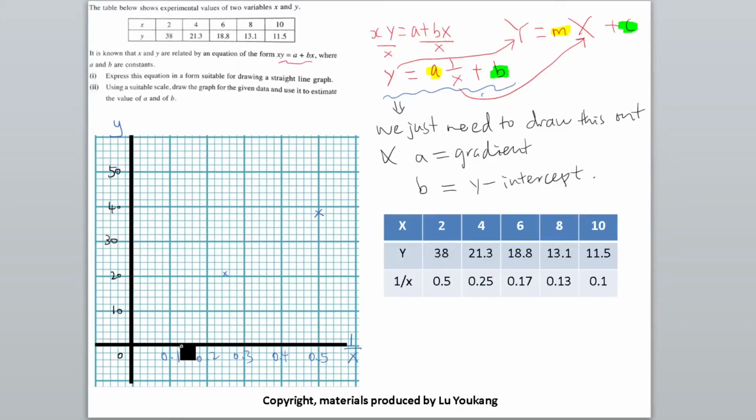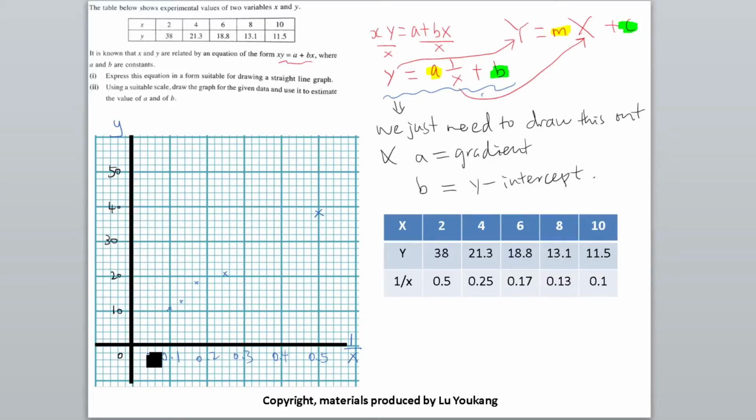When our 1 over x is 0.17, our y is 18.8. Another point. Okay, let's proceed. When our 1 over x is 0.13, our y is 13.1. Let's mark one more point. Okay, last point. When our 1 over x is 0.1, our y equals 11.5.